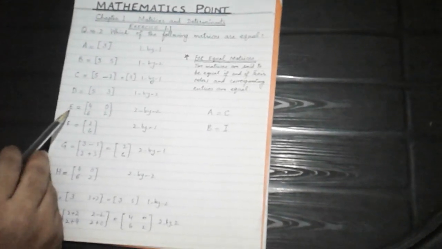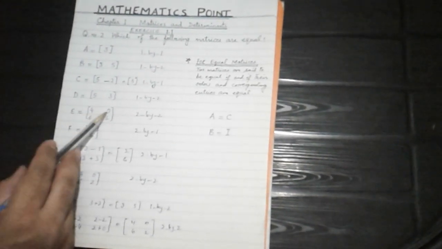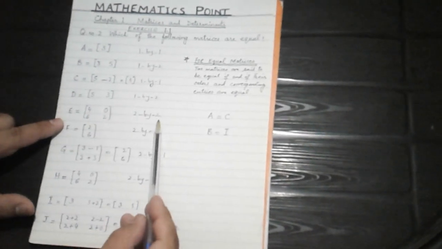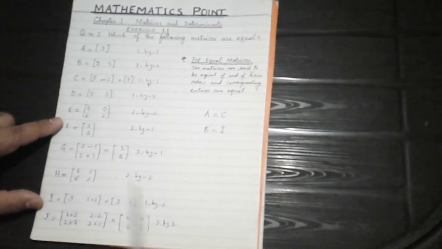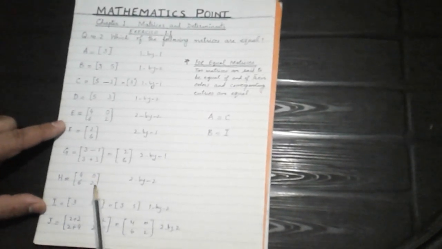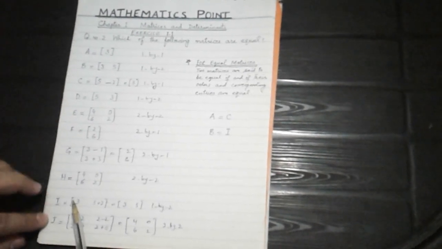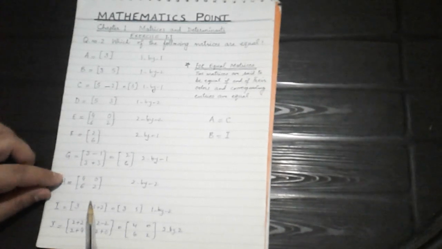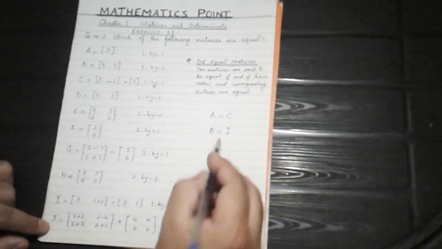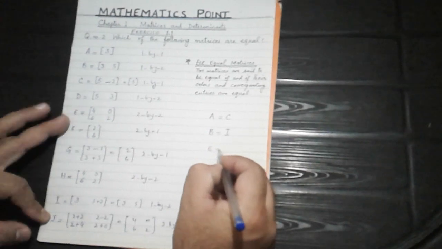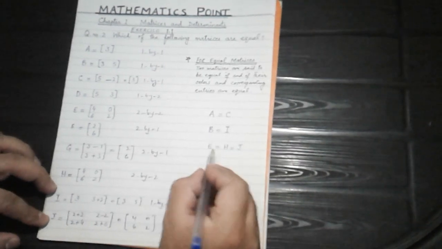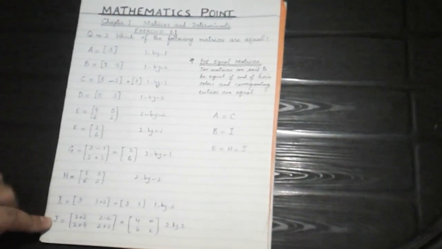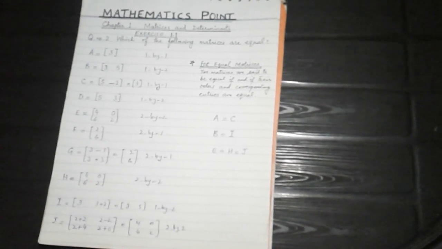Then we come to E matrix. The elements are 4, 0, 6 and 2. Order is 2 by 2. Now we see another matrix, yes, J. The order is 2 by 2 and also the H matrix has 4, 0, 6 and 2. Students, these three matrices are equal: matrix E, matrix H and matrix J. Matrix E is equal to H and H is equal to J, and also E is equal to J. Why are they equal? Because their orders are the same and their corresponding entries are equal.